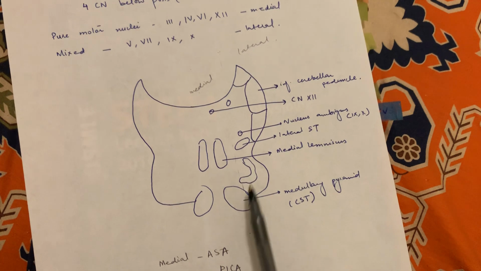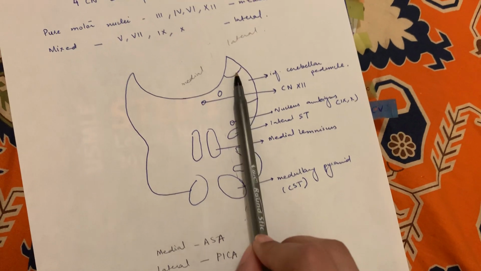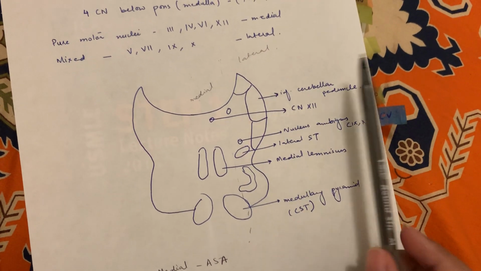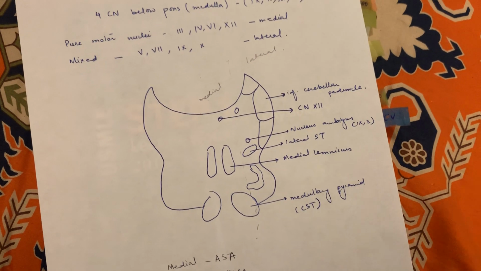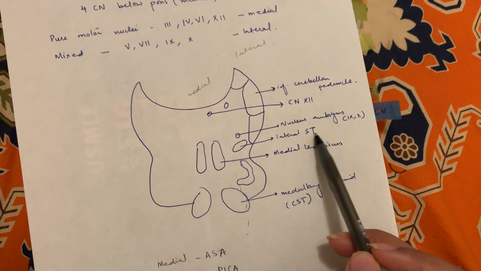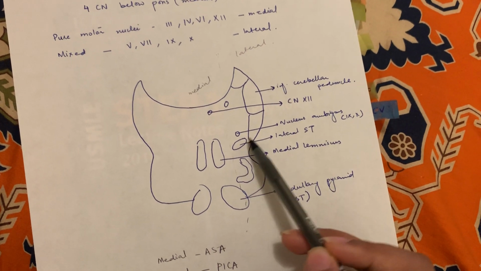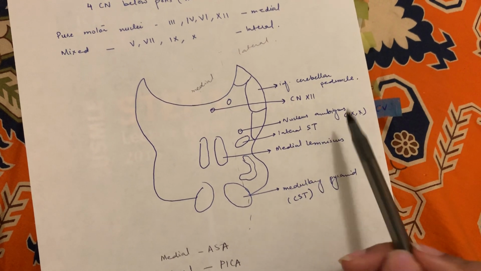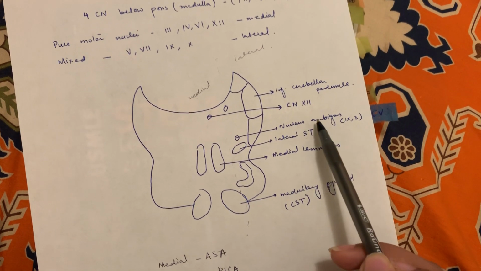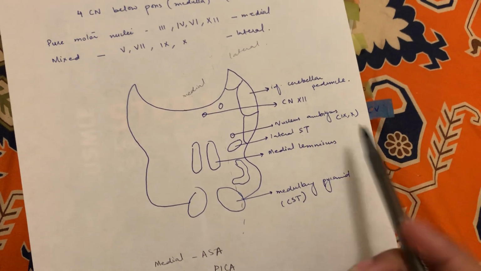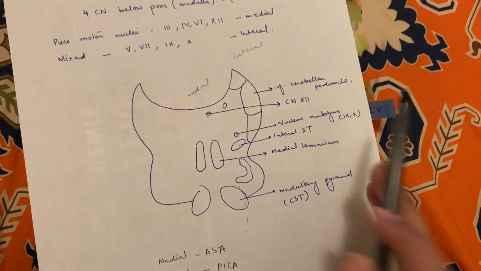Okay, so laterally, what do we have in the lateral medulla? You're going to have the mixed fibers or the sensory fibers. First of all, we're going to go easy. The lateral spinothalamic tract is here, because it carries sensations. It is a sensory tract. Then you have the nucleus ambiguus, which has input from cranial nerves 9, 10, and also 11.